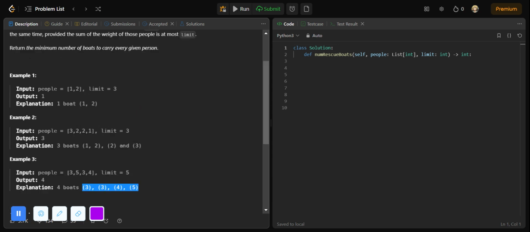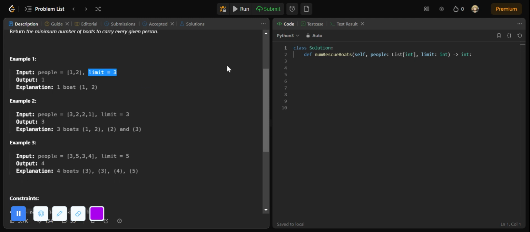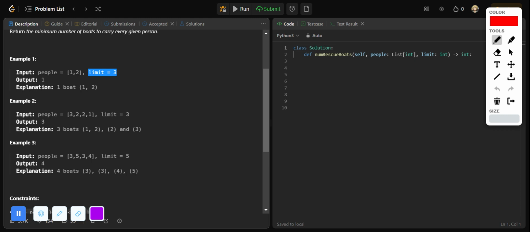So to solve this problem, one thing you can do is sort the people's array and pair the one with the smaller weight with the one with the maximum weight. The maximum weight in the people's array cannot exceed the limit, it's going to be less than or equal to the given limit. So for the second example, we can sort them in increasing order: one, two, two, and three.